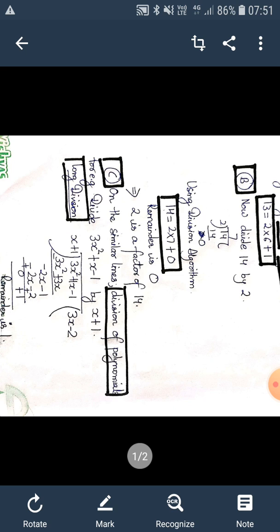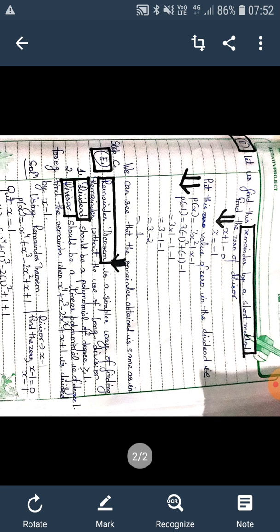Is there any other shorter method of doing so? That is what we are going to study, that is our remainder theorem. So what is it? Let us find the remainder by a shorter method. So what are the basic steps? First step is you have to find out the 0 of the divisor. That is, here the divisor was x plus 1. So finding the 0, you know that you have to equate it to 0. So x equals minus 1.